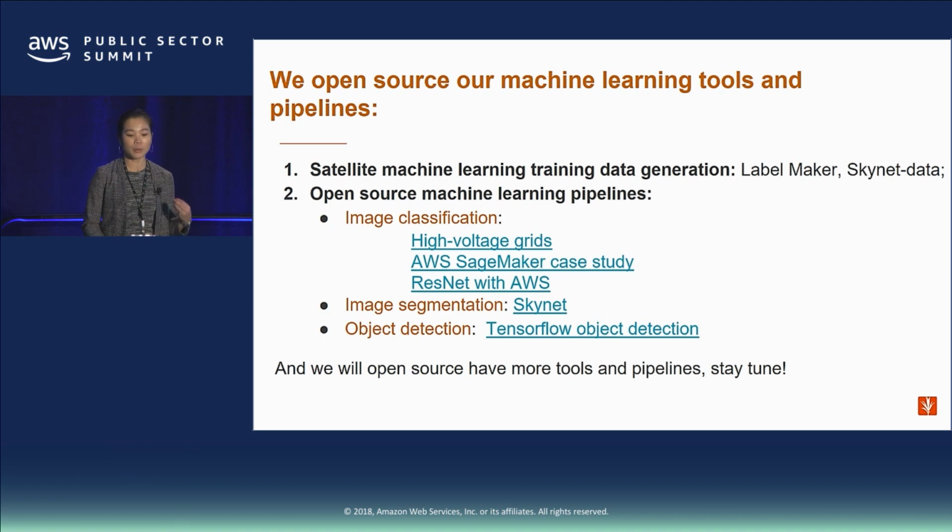And we have pipelines like image classification, segmentation, and object detection. And check out the label maker. We have many examples to get you started.